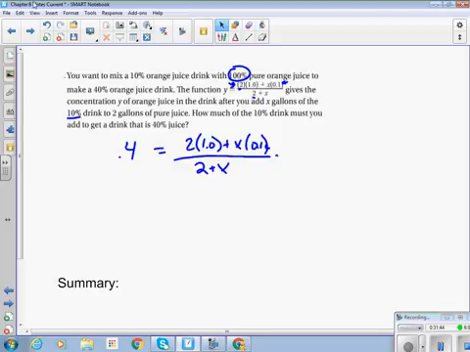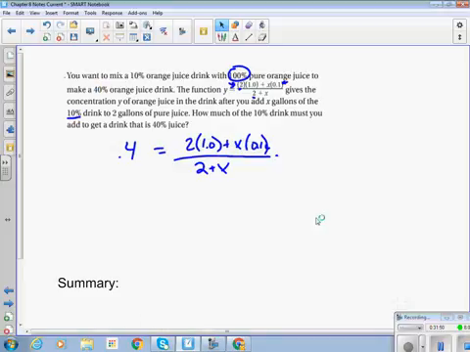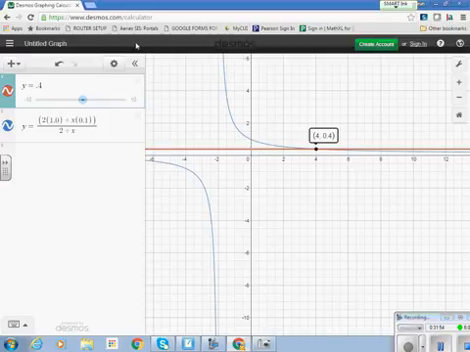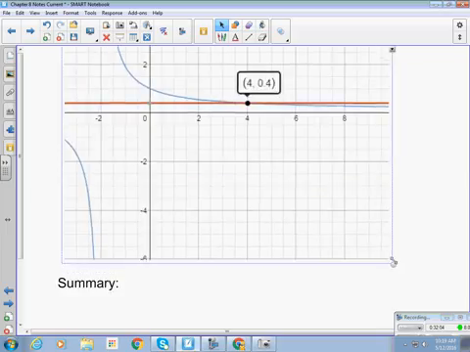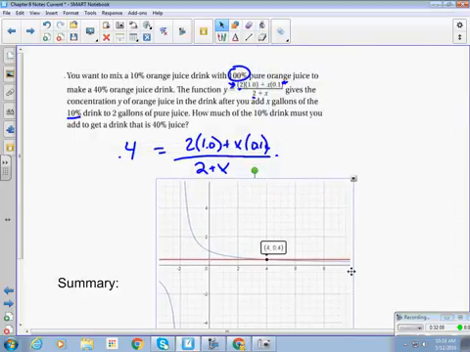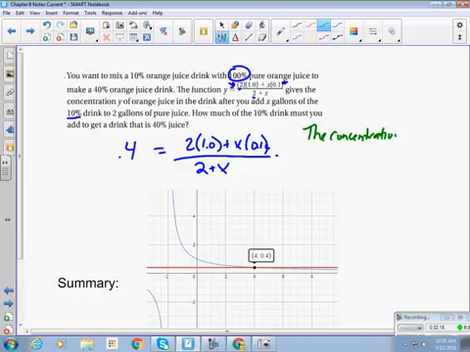Actually, go ahead and sketch the picture in your notes so that it makes sense where things are coming from and that you just didn't make it up out of thin air. It's called evidence. You got to back up each of your answers with evidence, a reason. So because of this graph, we can say that the concentration of 40% needs 4 gallons of 10% added.